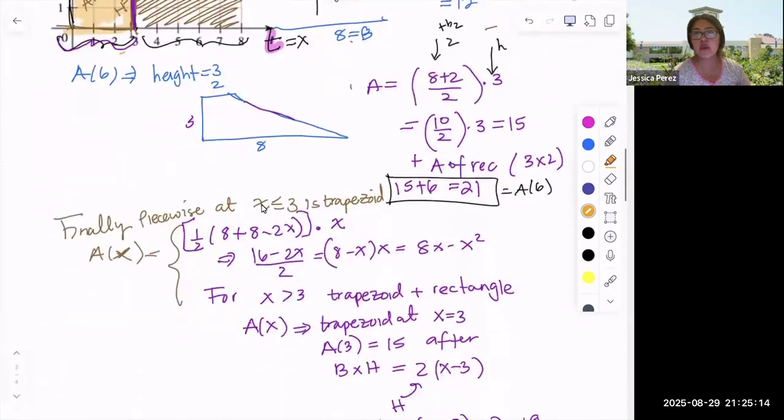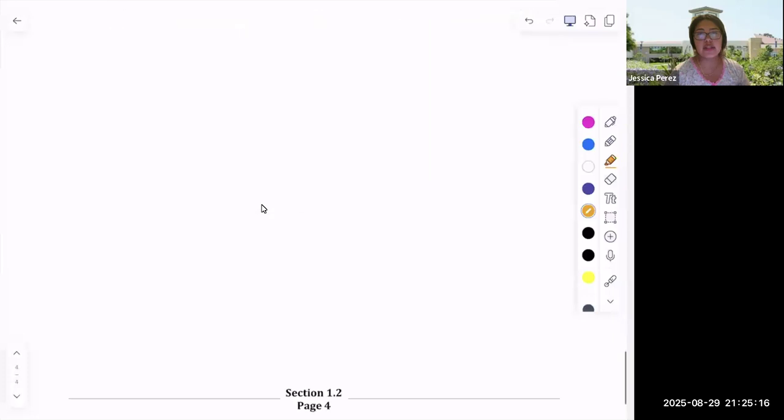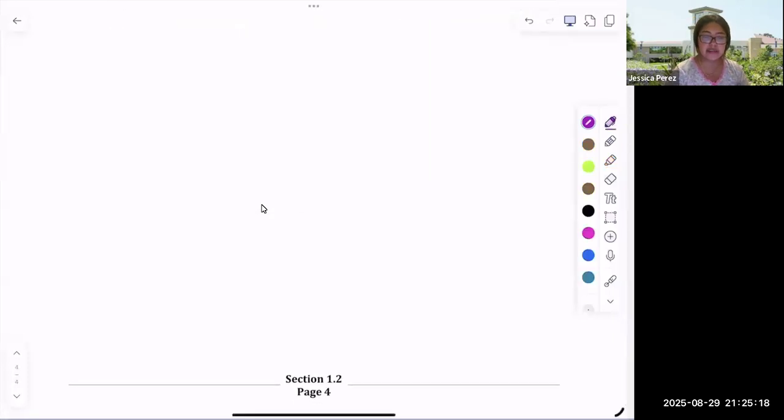I also want to make sure that I discuss transformations with you because we didn't have the chance to talk about that. So in addition to section 1.2, I want to discuss transformation of functions.